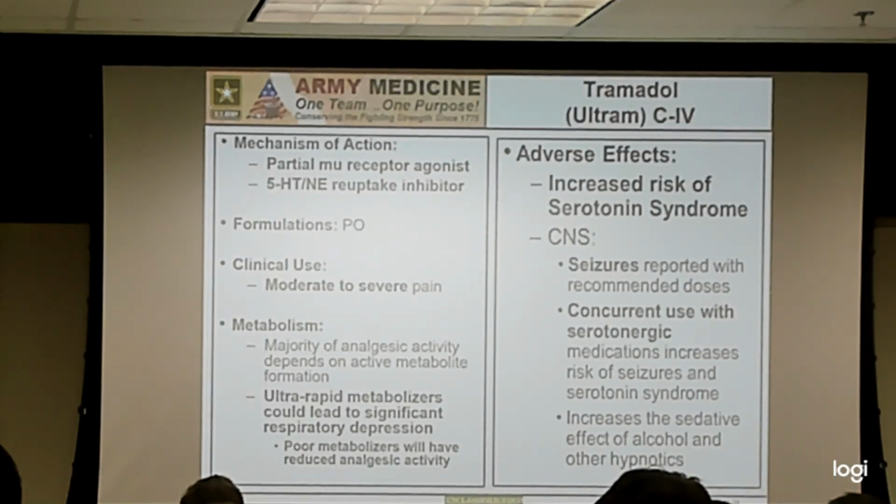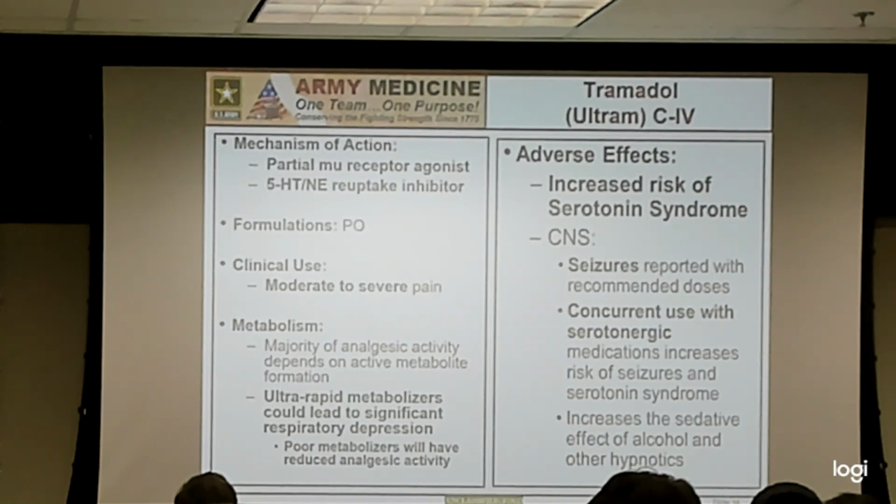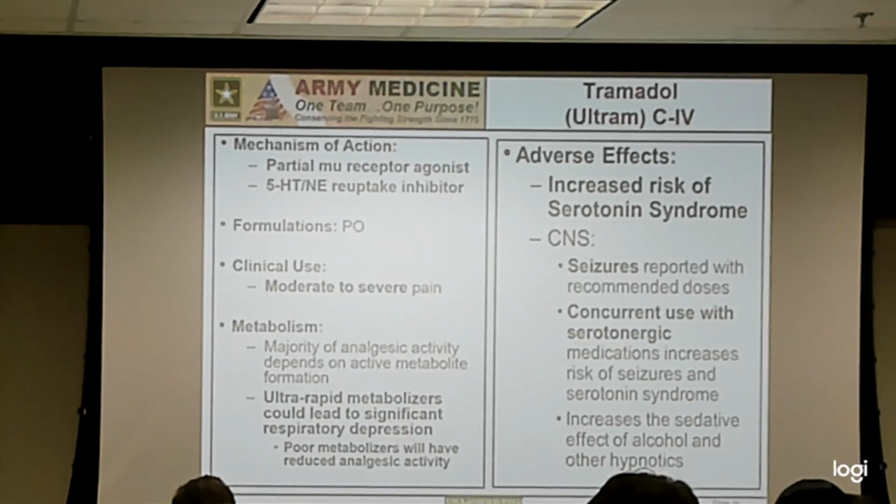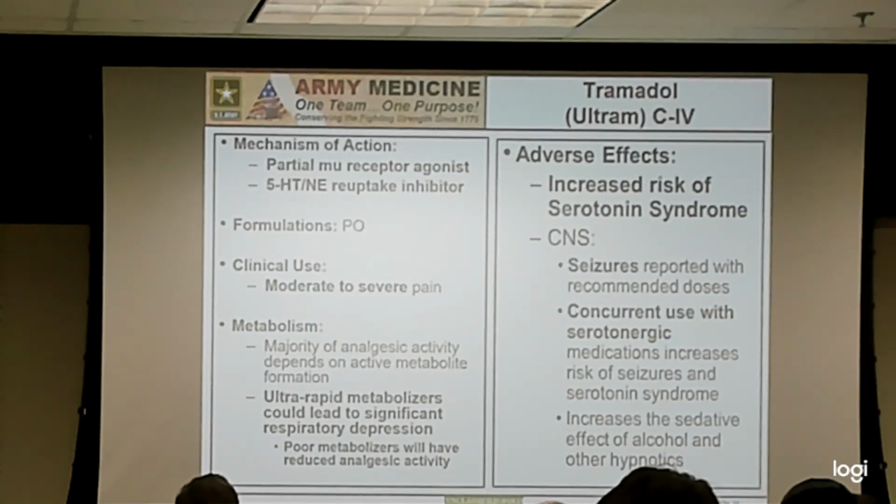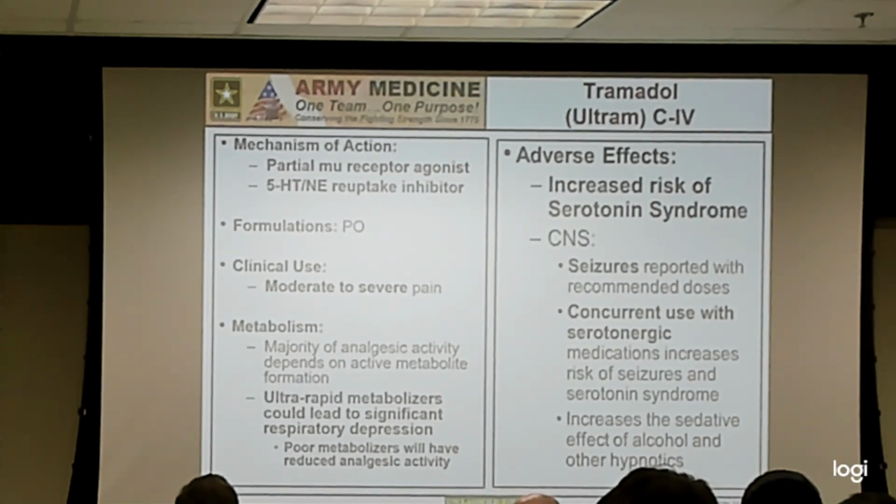All right, our miscellaneous opioids that we have are tramadol, okay, a C4 medication, partial mu, and you see that it also has serotonin and norepinephrine reuptake inhibition. Oral medication, good to use for moderate to severe pain. Again, this one also has ultra rapid metabolizers leading to respiratory depression. If you're giving it with other medications that affect your serotonin levels, that's why you see the increased risk of serotonin syndrome. So watch out with those medications.